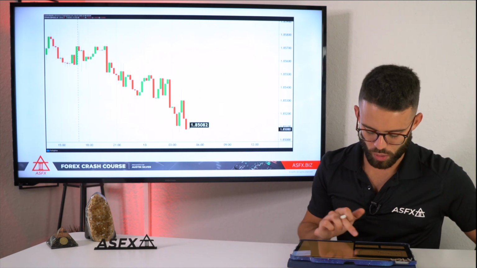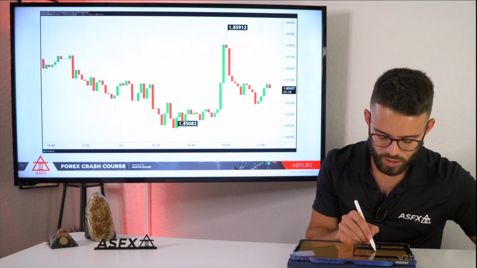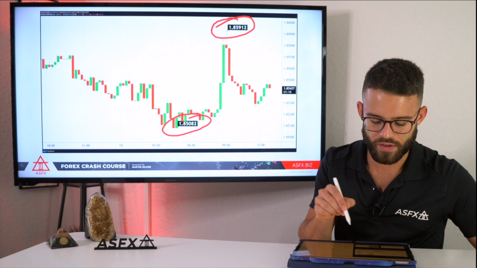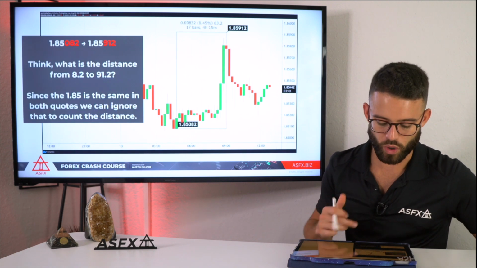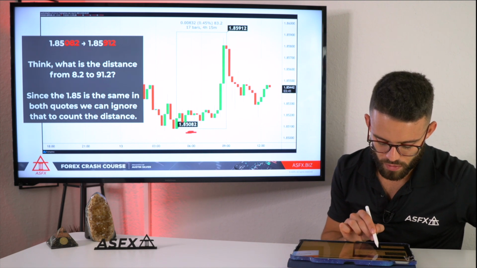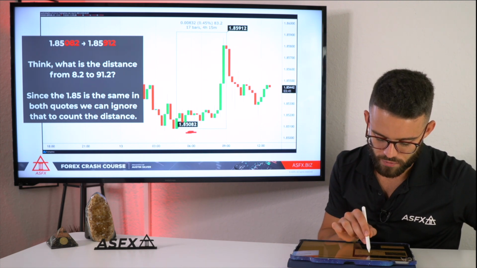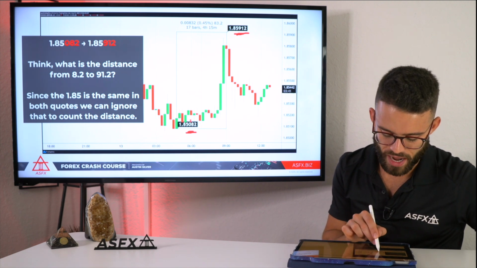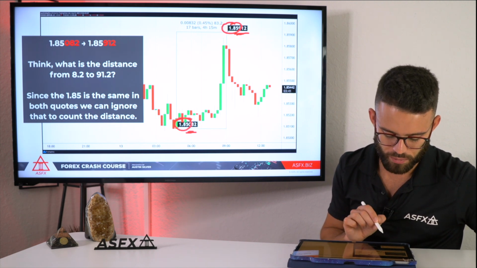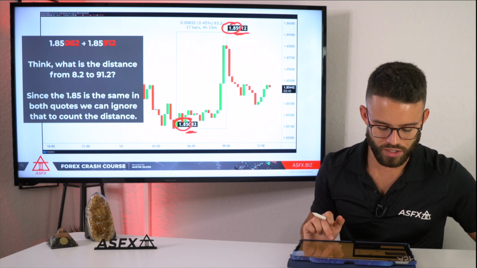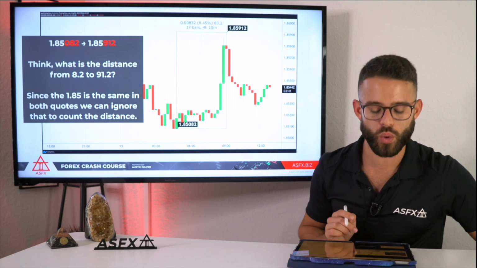So if we're measuring price action movement, what we could see is price go from 1.8508 to 1.8591. So then we're going to do some math here to figure out what's the difference from 082 to 912. Since the 1.85 is the same, as I say in the notes, those first three numbers, we can ignore that and then use the rest of the numbers to measure our distance to figure out that that moved 83.2 pips.